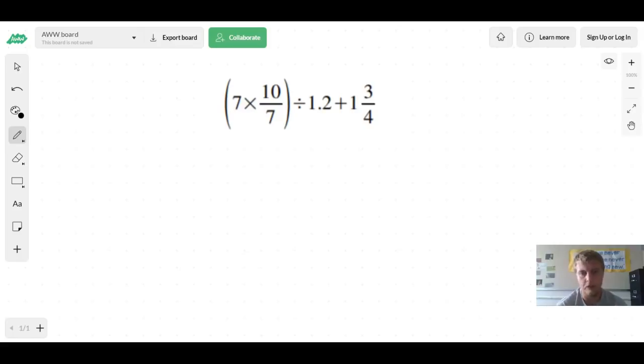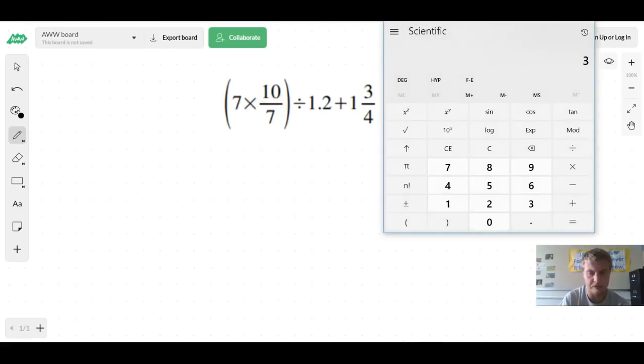Okay, so today we're going to do order of operations with both fractions and decimals. Now, here's what I like to do. If I have both fractions and decimals in a singular problem, I'm going to convert everything to decimals to make it easier for me to work with. So the first thing that I'm going to do is take this fraction, 10 over 7, and convert it to a decimal.